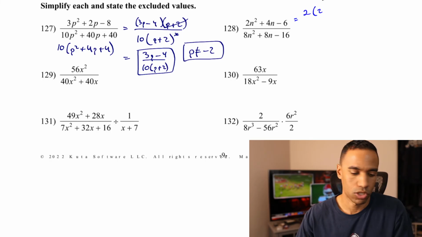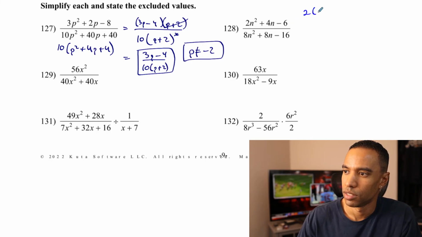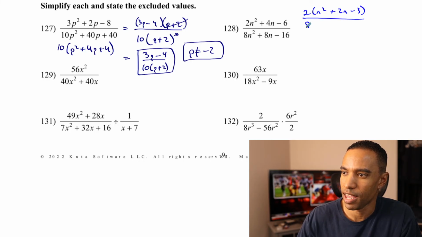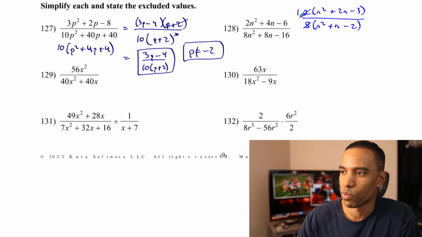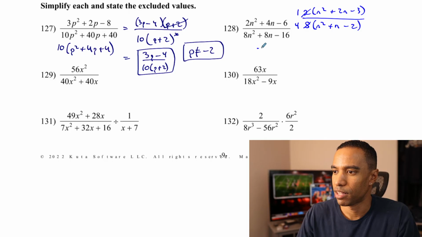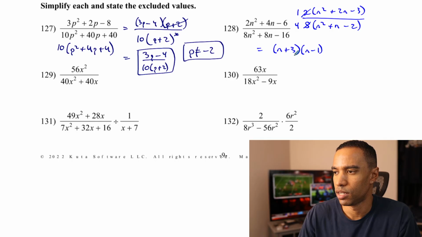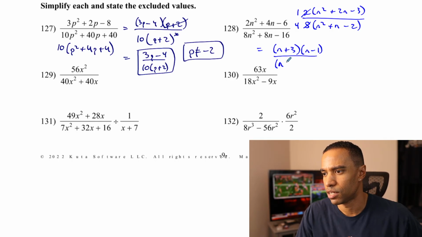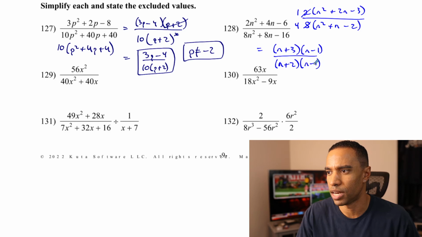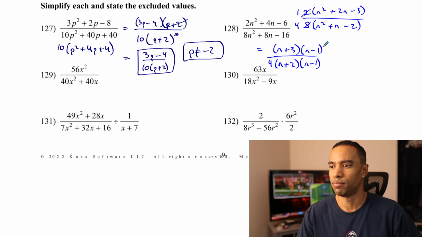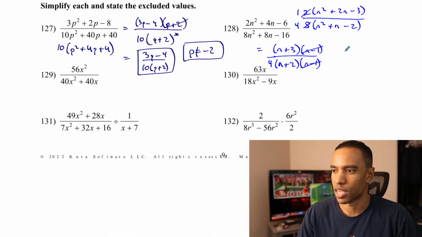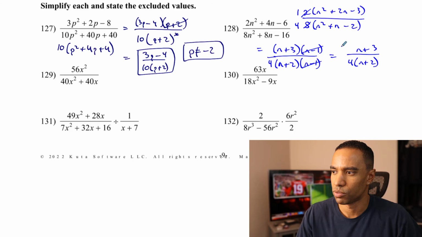And I have n squared plus 2n minus 3. And on bottom I have a GCF of 8. And I have n squared plus n minus 2. 2 over 8 is 1/4. And now I can factor that into n plus 3 times n minus 1 over n plus 2 times n minus 1. And there's that 1/4, so a 4 down there. And that's it. Oh, wait, n minus 1's cancel. And I have n plus 3 over 4 times n plus 2. Okay.